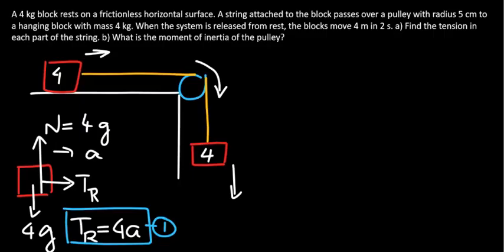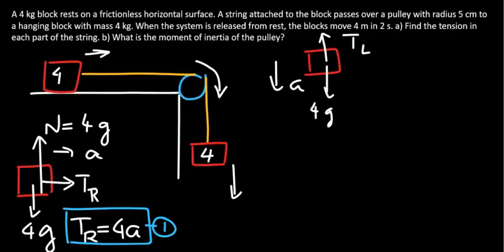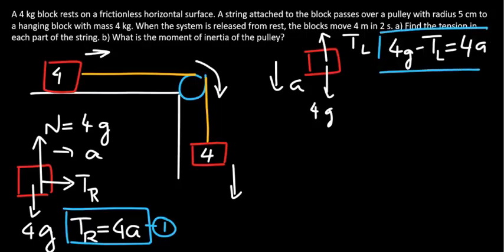Now let's look at the hanging object. It is hanging downward and it's moving downward, so the forces would be the tension in that string. Let's call that tension TL, and then there is its weight, 4g, and the acceleration is the same as the first acceleration, namely A. Applying Newton's second law here, the net force is downward, so the net force is 4g minus the tension TL, and that equals 4 times A. So that is equation 2.